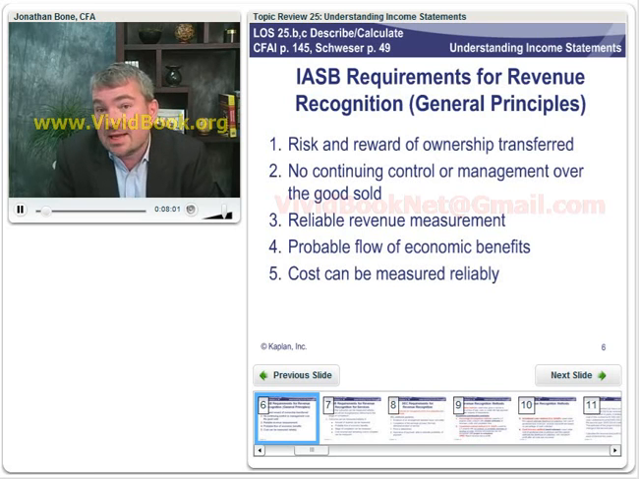It should lead to a probable flow of economic benefits, meaning, of course, the customer is likely to pay us, and as a result, there'll be a cash inflow in the future. And then finally, cost of the goods that we've sold or the service we've provided can be measured reliably. Now, of course, if we've got reliable revenue measurement and we know the cost can be measured reliably, we can start to record profit.